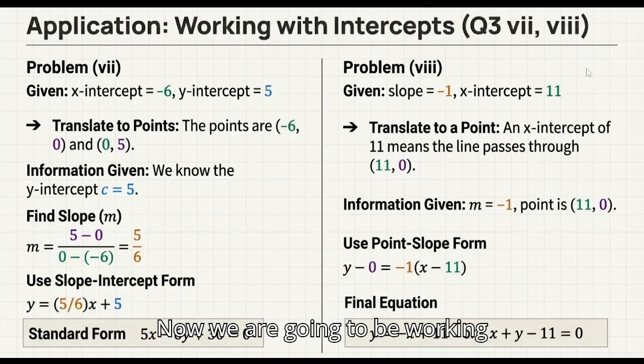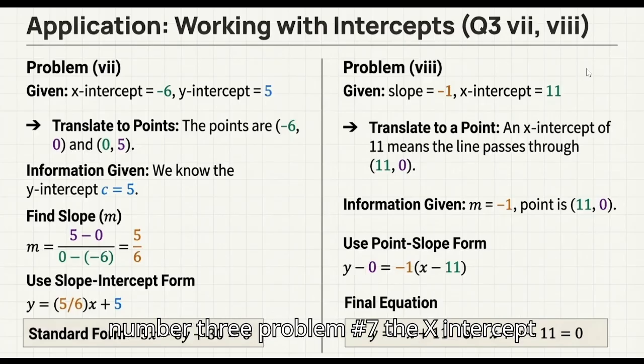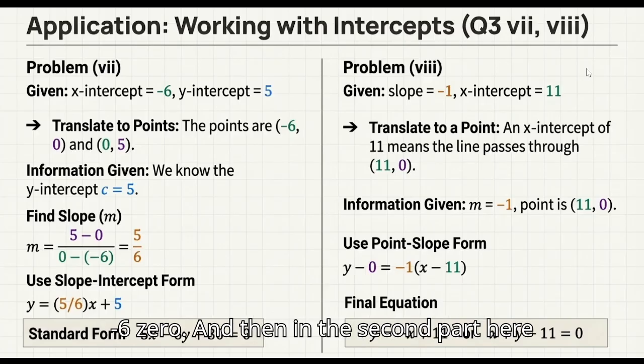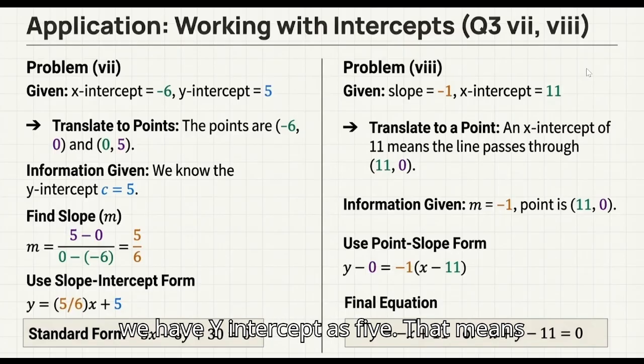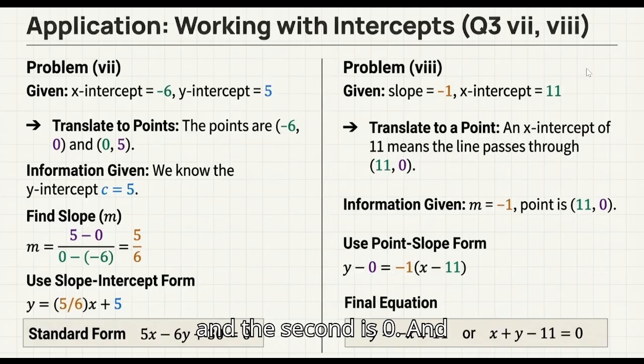Now we are going to be working with intercepts. We are having in question number 3, problem number 7, the x-intercept, which is -6, and the y-intercept as 5. We are going to translate them into points. That means if our x-intercept is -6, then our y will be 0. So that is our first point, which is (-6, 0). And then in the second part, here we have y-intercept as 5. That means our x coordinate will be 0 and our y will be 5. The first point is (-6, 0), and the second is (0, 5).